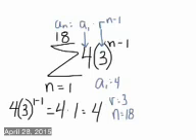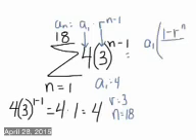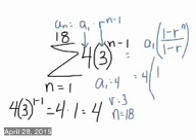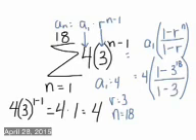So if I look at my formula, what did the formula say? A sub 1, times 1 minus the ratio raised to the n power, over 1 minus the ratio. The first term was 4. 1 minus 3 to the 18th, over 1 minus 3. So all I did is I plugged everything in.